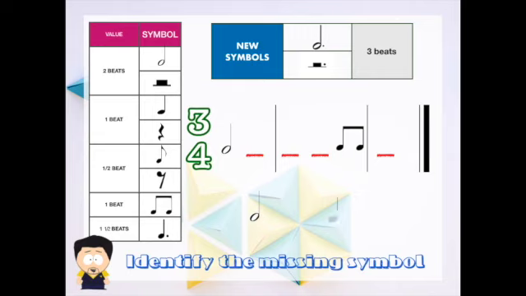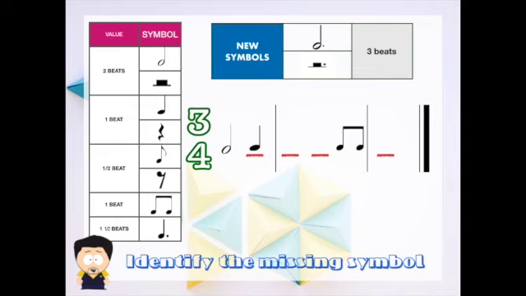Which of the two musical symbols should you think be included in that measure to be complete? Is it a half note or a quarter note? The answer is a quarter note, because a half note receives two beats, a quarter note receives one beat, and put them together you will get three. The time signature, remember, has the number three on the upper number.